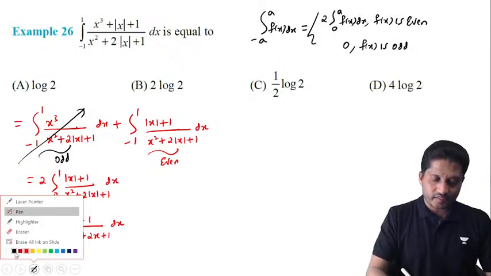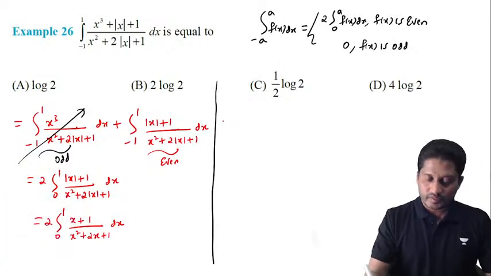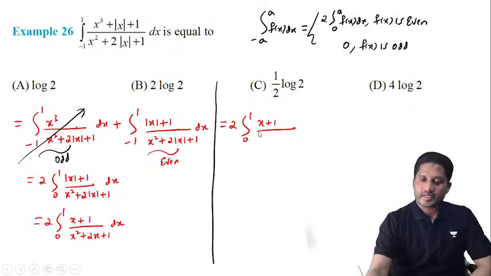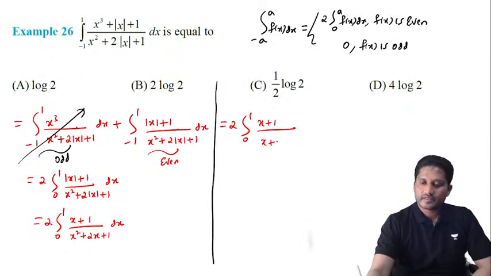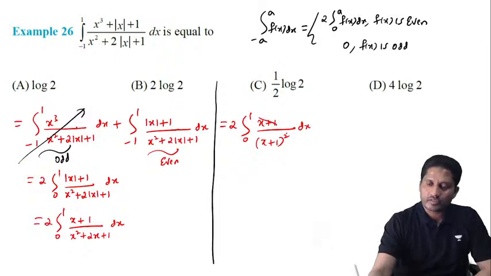Now we'll simplify this. This is 2 times the integral from 0 to 1. And then you get x plus 1 over x square plus 2x plus 1, which can be written as x plus 1 the whole square. And then this is dx. The x plus 1 will cancel with the square. You get 1 divided by x plus 1 dx.